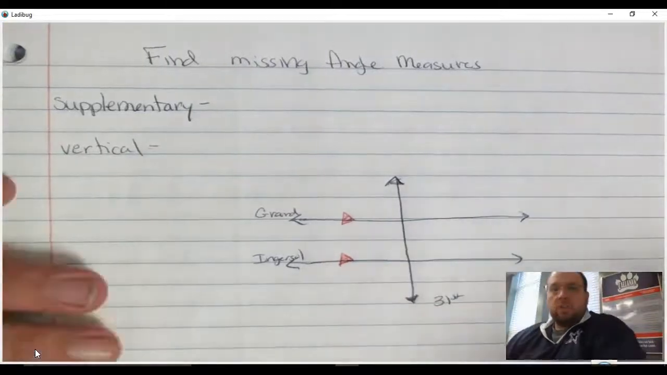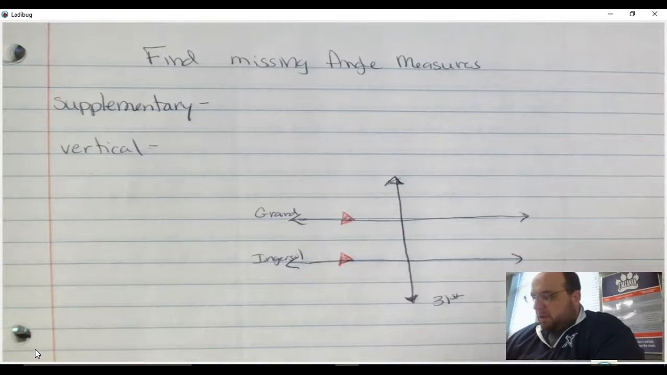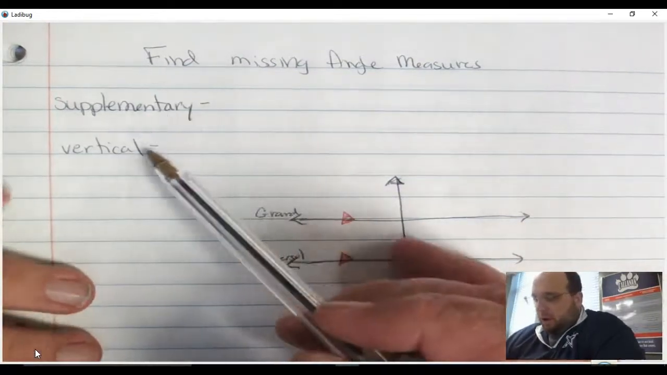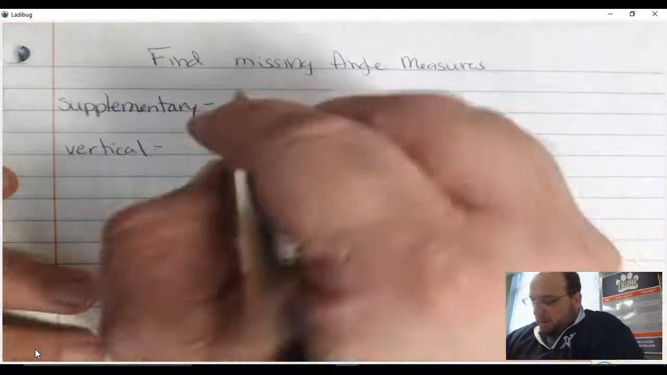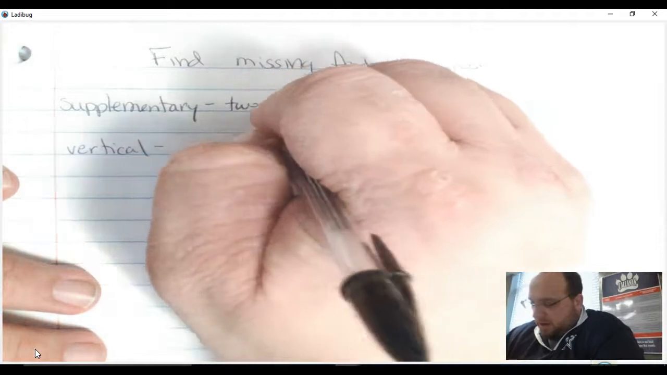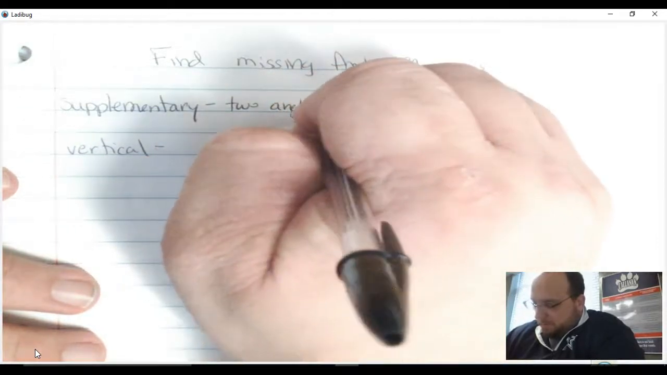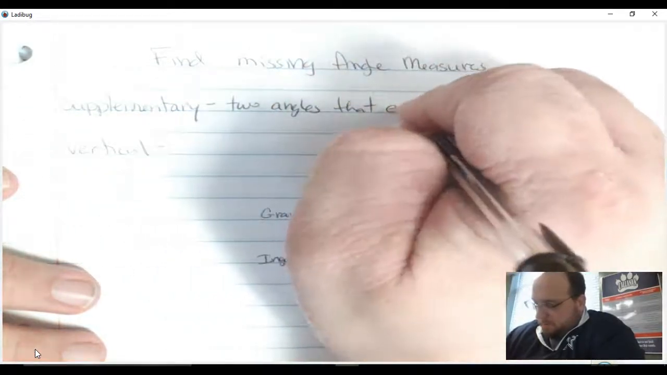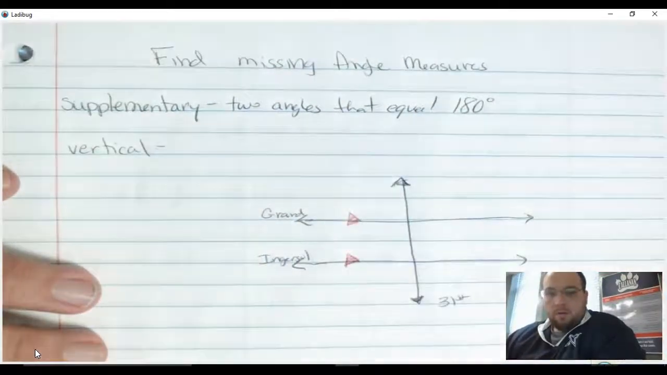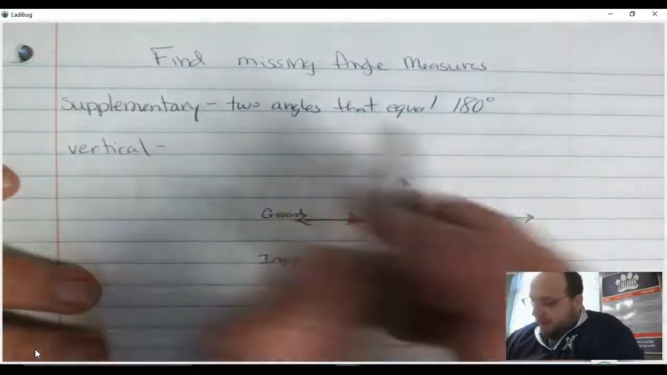All right, let's go ahead and find missing angle measures. Two vocabulary words that I want to reintroduce before I begin are supplementary and vertical. Supplementary, basically what you need to know is it's two angles that equal 180 degrees. All right, so again, 180 degrees is just a straight line.